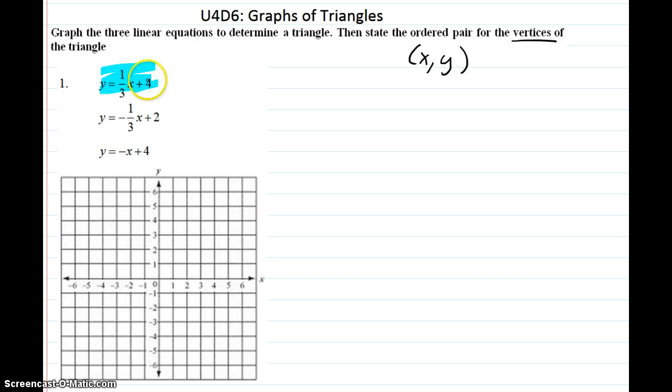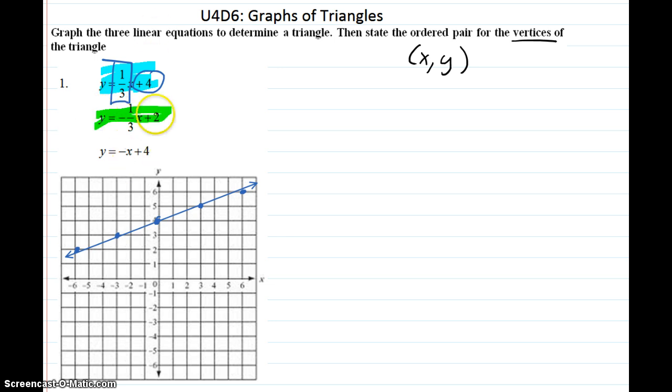So we'll start with our y-intercept. Our y-intercept is 4. And then our slope is 1/3. So we go up 1 over 3, up 1 over 3, down 1 to the left 3, down 1 to the left 3. And let's draw our line. And then let's go ahead and draw the next one.